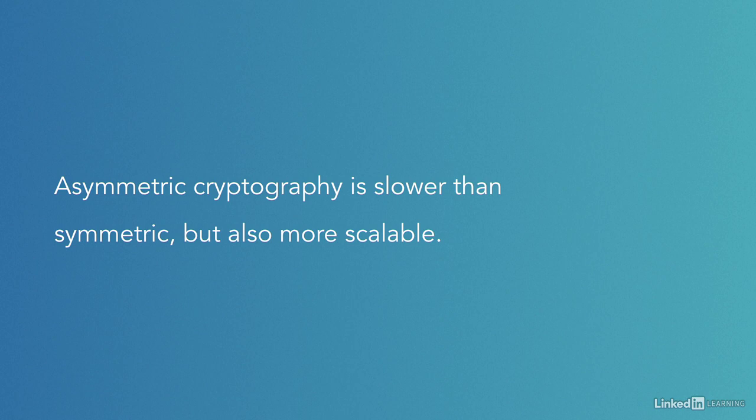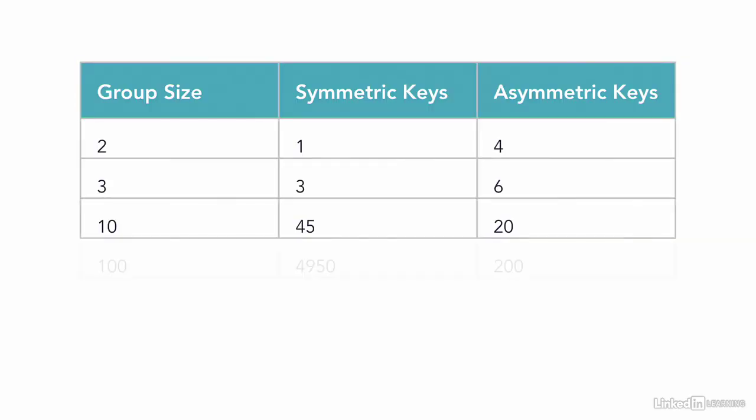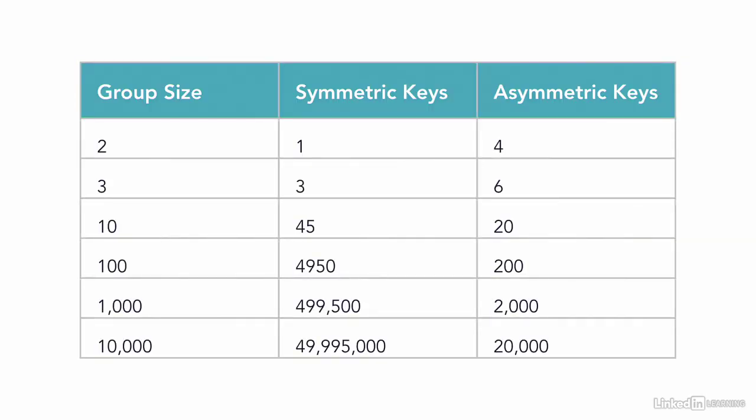Asymmetric cryptography is slower than symmetric cryptography, but it solves our problem of creating keys for large organizations. We only need two keys for each user. As you can see in this table, asymmetric cryptography results in much more manageable key counts for large organizations.